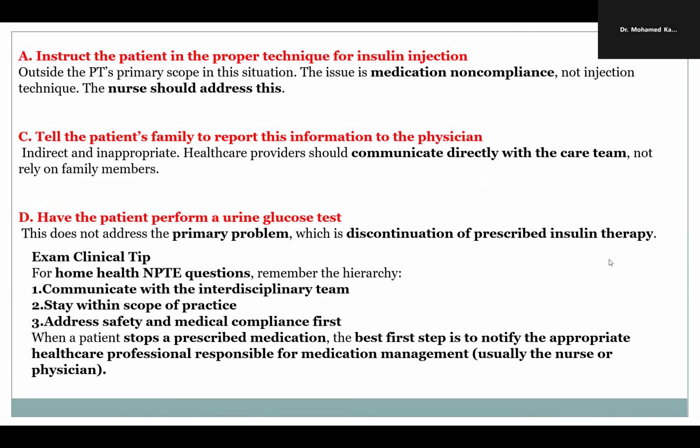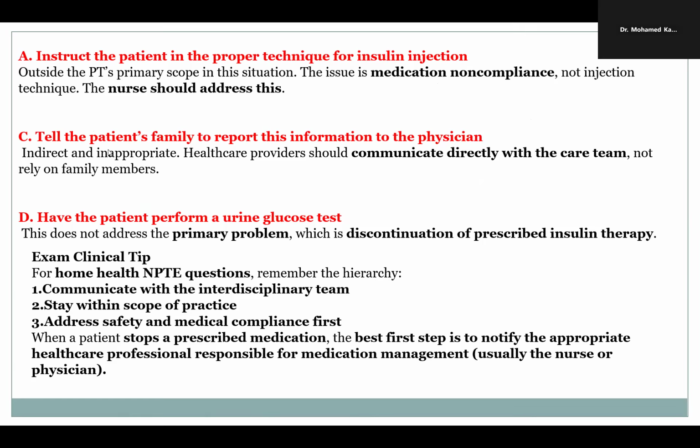Okay. Let's look at the incorrect options. Instruct the patient in the proper technique of insulin injection. It is outside the PT's primary scope of practice in this situation. Okay, and the issue here is mainly medication non-compliance. It is not the injection technique, it is actually medication non-compliance. So the nurse should be addressed about this situation.